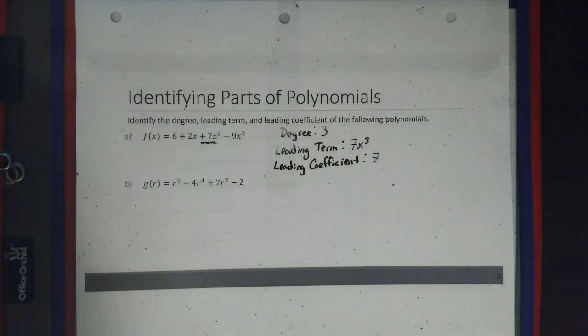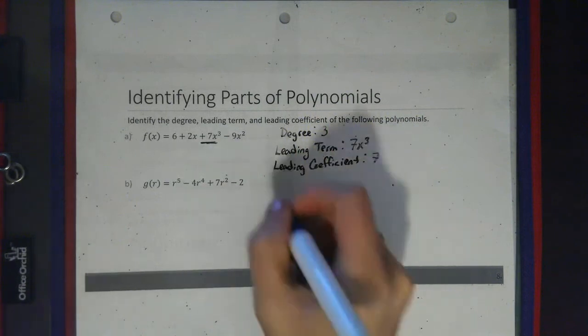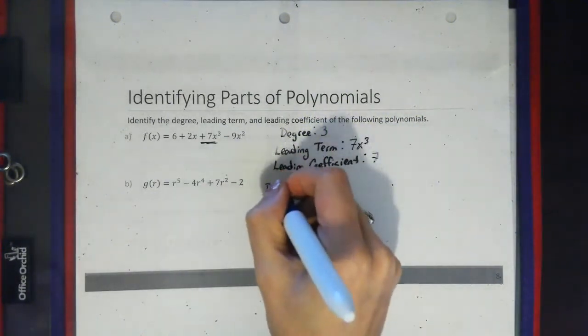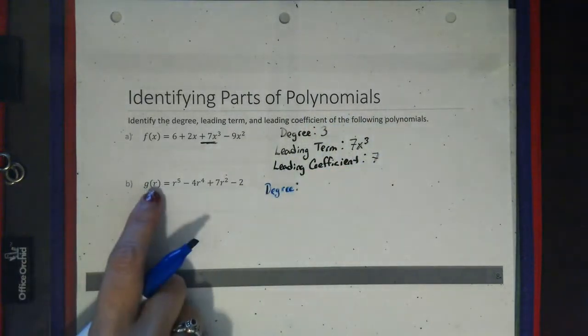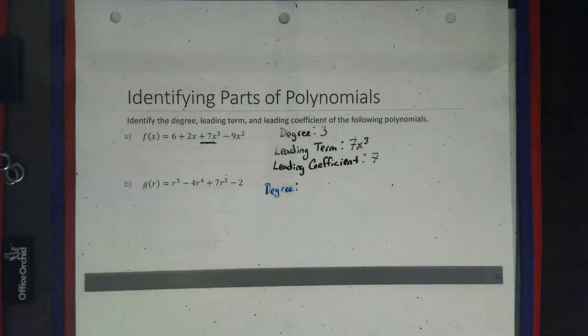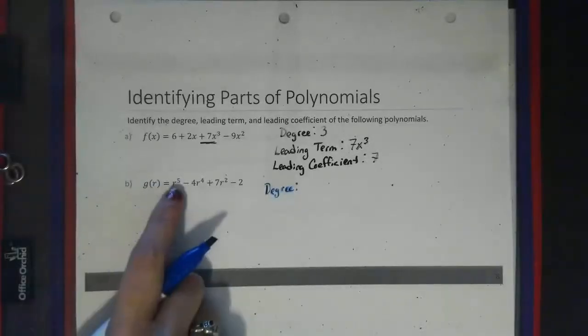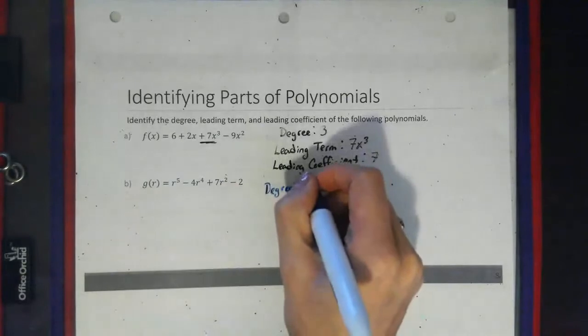Next up, we're going to look at g of r equals r to the 5th minus 4r to the 4th plus 7r squared minus 2. We'll start with the degree. So we're looking for the highest power on our variable. In this case, our input variable is r. So I'm looking for the highest power on r. It looks like the highest power we have is a 5.